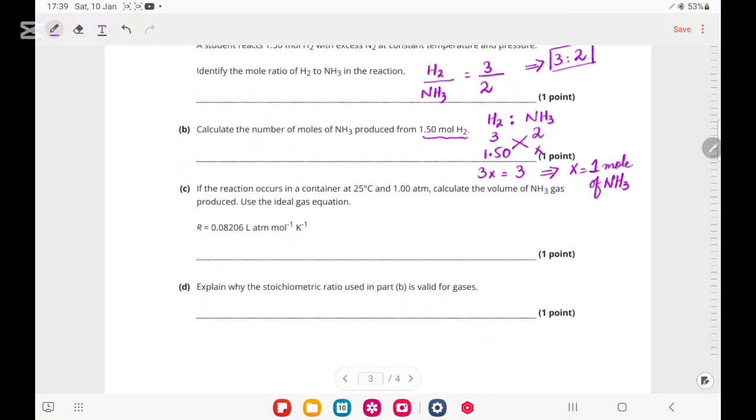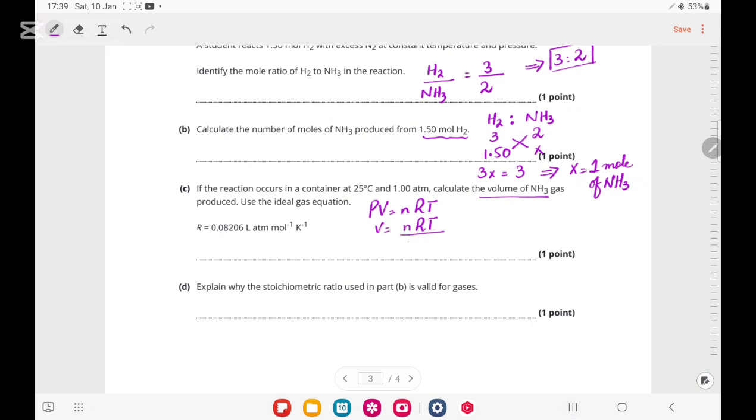Now they are saying if the reaction occurs in a container at 25 degrees Celsius and 1 atm, calculate the volume of NH3 gas produced. Use the ideal gas equation. So for that purpose, I need to use the ideal gas equation and I need to calculate the volume of NH3. So PV is equal to nRT, and I need to find the volume for that.